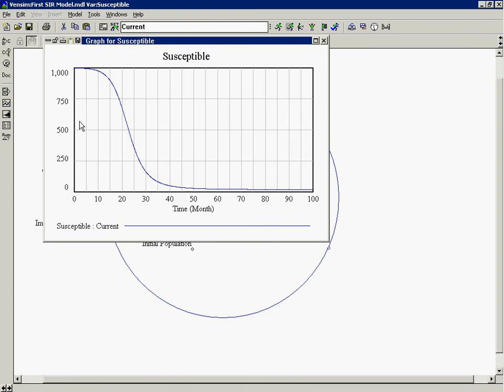It goes down, and it plateaus off. These people here, why aren't they getting infected?